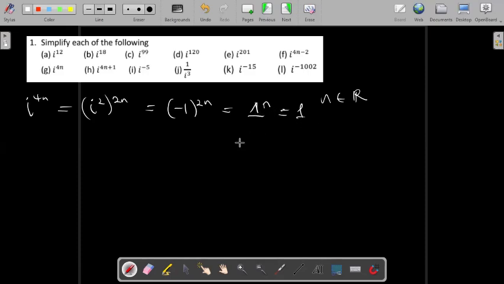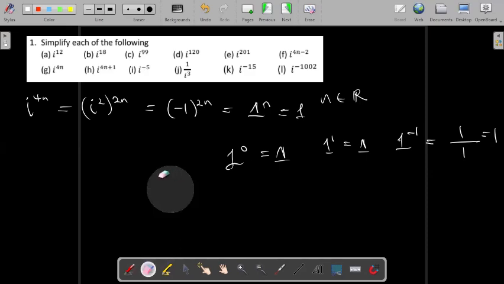Because any value I put here, whether I put 0, this gives me 1. Whether I put n to the power 1, this gives me 1. When I put 1 to the power negative 1, I notice that I can rewrite this as 1 over 1, and this gives me 1. So any value I'm going to put, as long as it's a real number, it's going to give you 1.